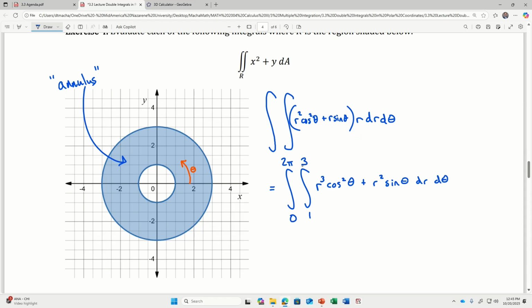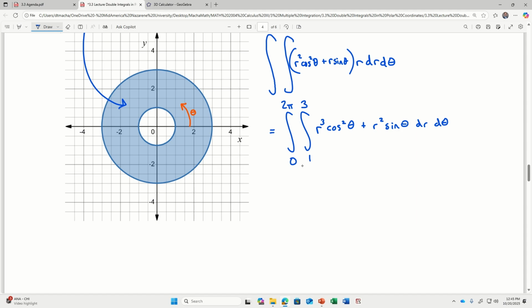So now it's set up, and now this is going to be one of those nice, fun Calculus 2 type of integrals. And we've got 0 to 2 pi. And we're going to take the antiderivative with respect to r. And that antiderivative is going to be 1/4 r to the 4th cosine squared of theta plus 1/3 r cubed sine of theta.